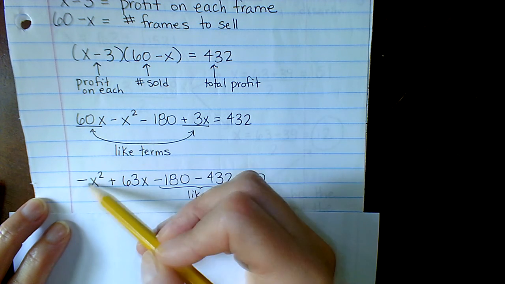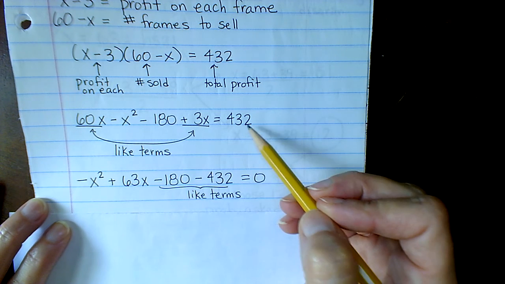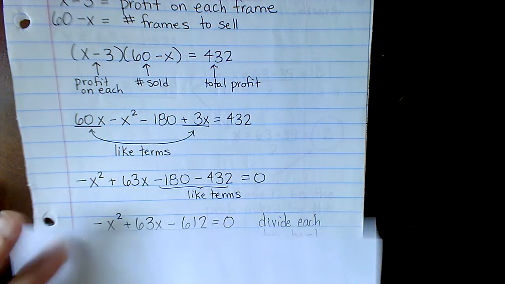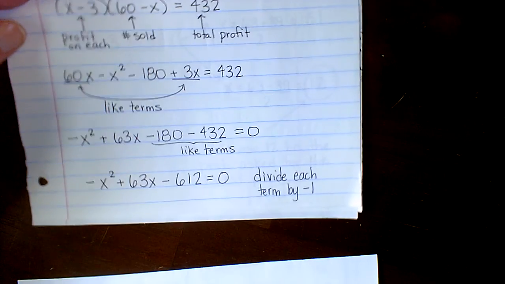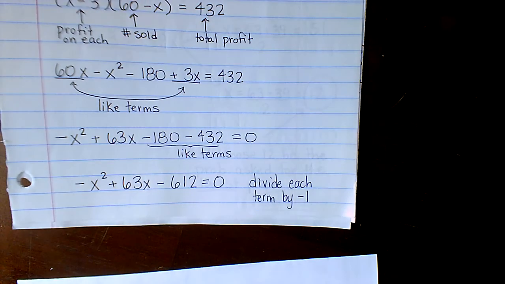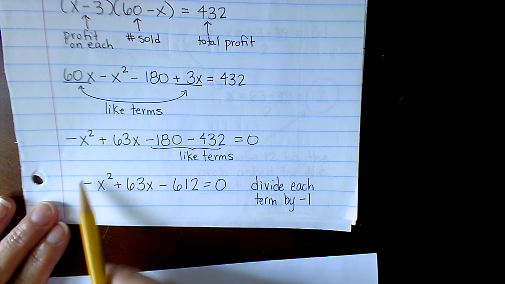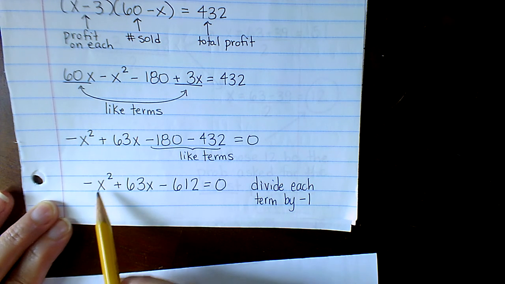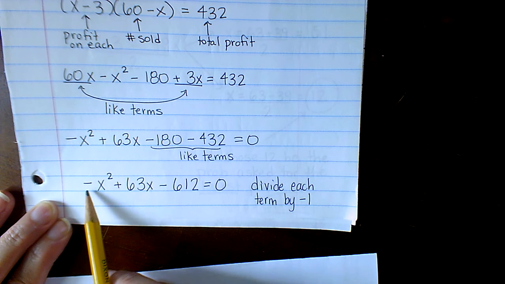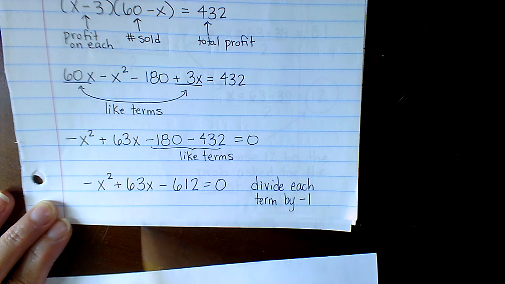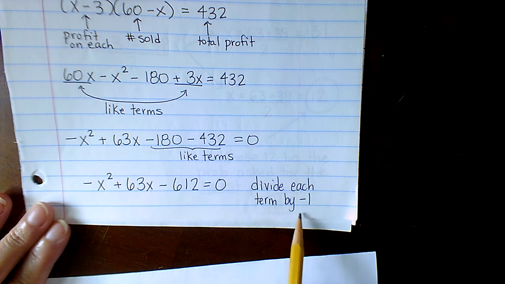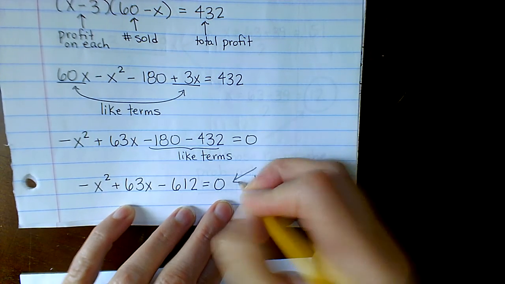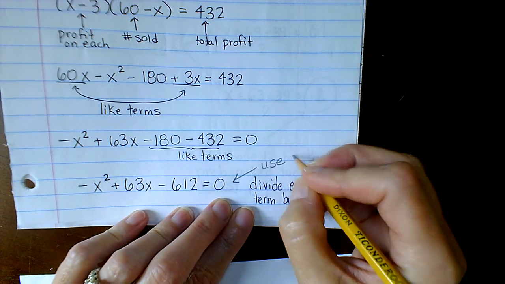I moved that x squared to be first, and I moved that 432 over. Then I combine those constant like terms, so I get this. Now, I really don't like having a negative out in front of the x squared. You can use the quadratic formula with a negative right here, but you have to be really careful. So I chose to divide each term by -1. You didn't have to do that. You can use the quadratic formula right here as it is.